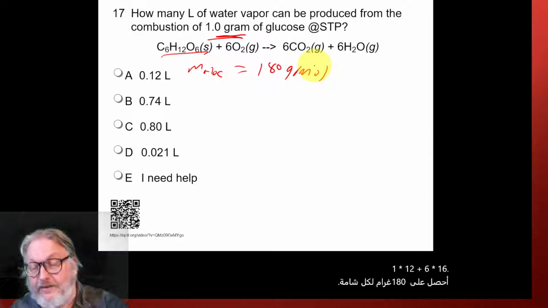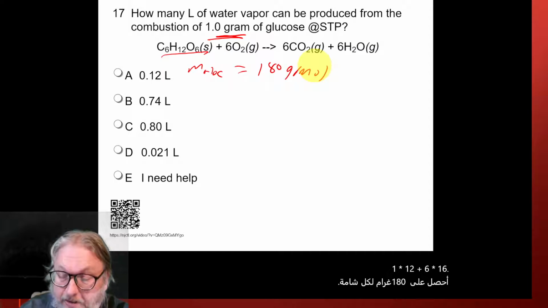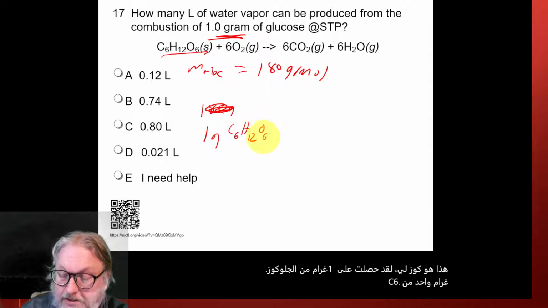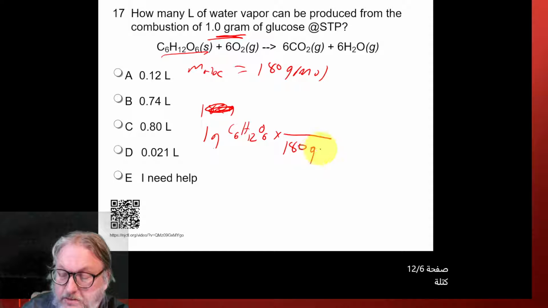All right, let's set things up. So I have 180 grams per mole. Well, excuse me, I've got 1 gram of glucose, C6H12O6. Molar mass is 180 grams of glucose for every 1 mole.